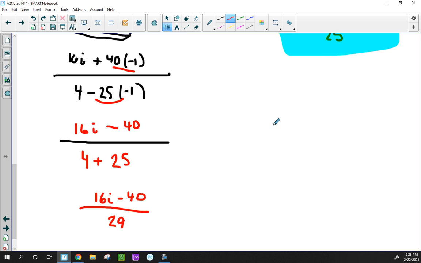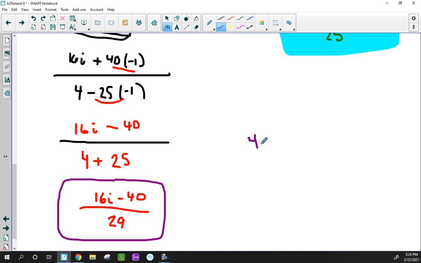Again, pointing out hopefully the obvious: there's not an i on the bottom. That is what we want to happen. I do like that this is a positive number. We can leave a positive number in the final answer on the bottom. So that's as far as I have to go.